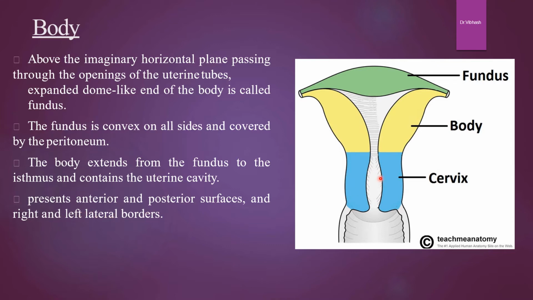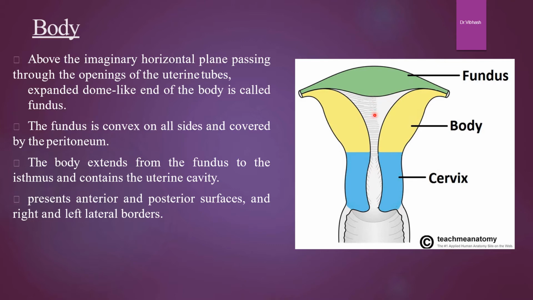Here you can see again, this is the body and this is the cervix. Here is the isthmus. Then about the fundus. This is the cornu on both sides, or the area where the uterine tube joins with the body. So from here till here we can draw an imaginary line. The portion of the body that is above this imaginary line is called fundus. This is the fundus. It is convex or dome shaped on all its surfaces and that is covered by peritoneum.